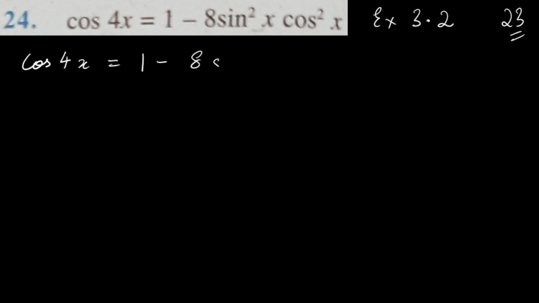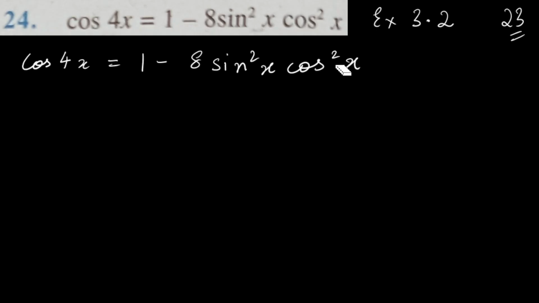Hello students, welcome back. In this video, we are going to do question number 24 of exercise 3.2, chapter 3, trigonometric functions of class 11th. We have completed questions till 23 and these are proof type of question. In this question, we have to prove cos 4x equals 1 minus 8 sine square x cos square x.